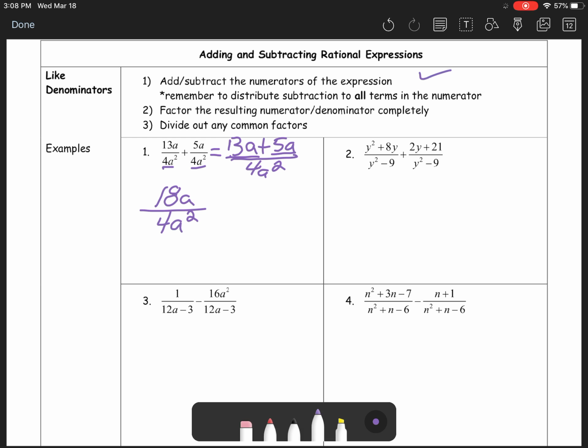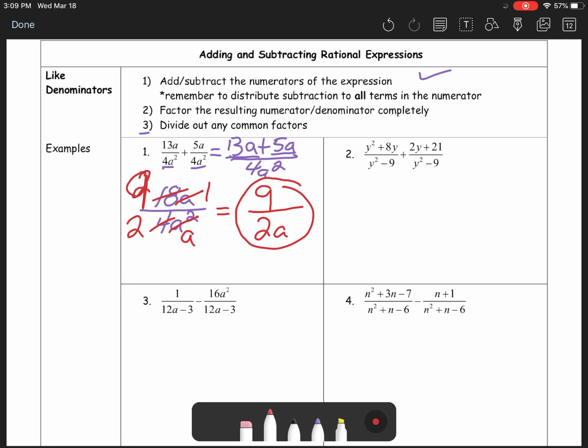So we did our adding and subtracting. Factoring, we really don't have to do much with this. So now we look at this and divide out any common factors. So for this, I look at 18 and 4. The common factor of 18 and 4 is 2. 2 goes into 18, 9 times. 2 goes into 4 twice. And then we have 1a here and 2 a's here. One of these a's divides out one of these a's. So we're left with an a here. This is 1. And so I multiply across. 9 times 1 is 9. And then we have a 2a, and that is your final answer.